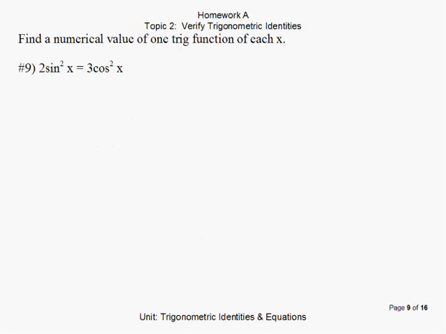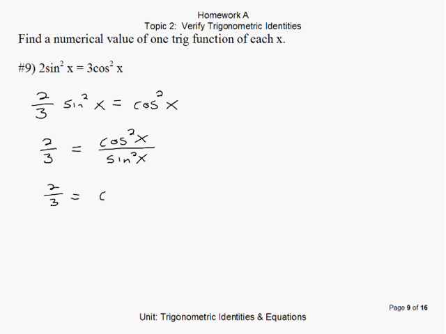Number 9, find a numerical value of one trig function of each value of x. You're finished when you have one trig function by itself and you have a number on the other side of the equation, only a number. If I divide both sides by 3, that gets 2/3 on the left. If I then divide both sides by sine squared of x, I get 2/3 is cosine squared over sine squared of x. Cosine over sine is cotangent.